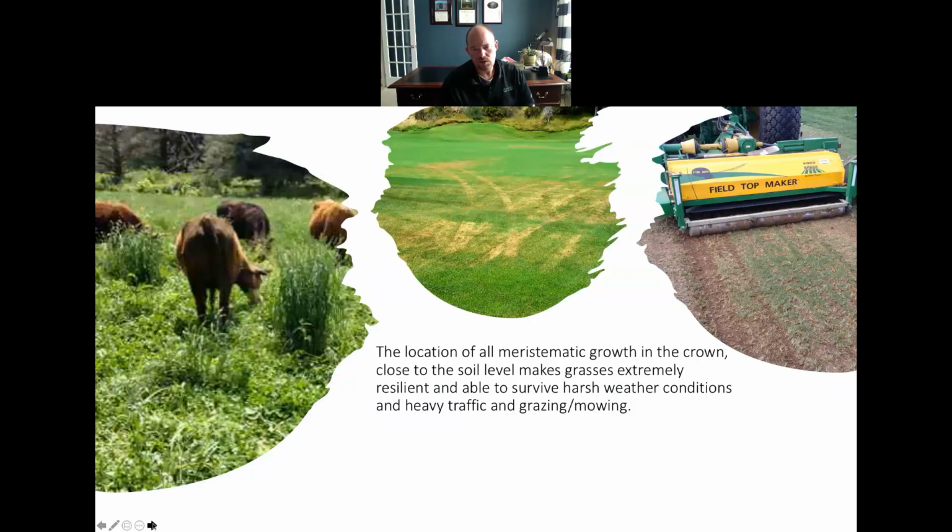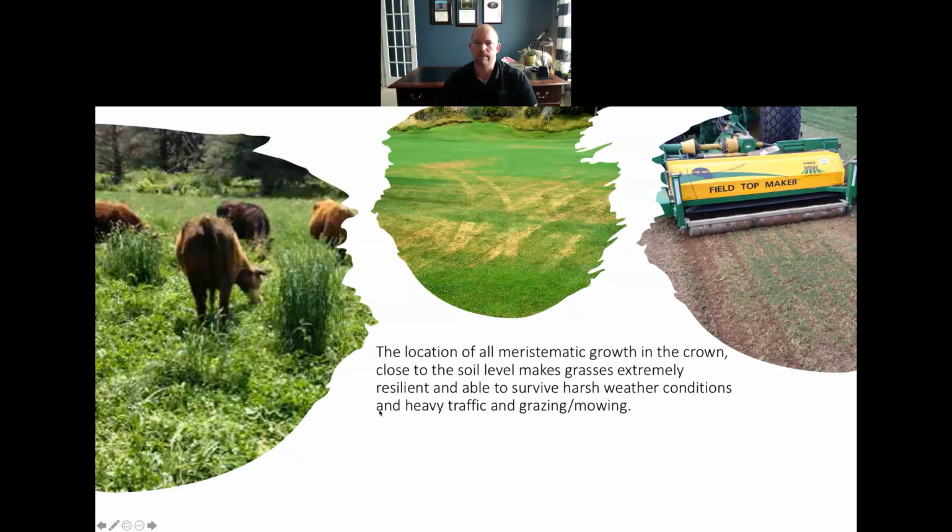So the location of all meristematic growth, again, as we talked about, is in the crown, close to the soil level. That's what makes grass extremely resilient and able to survive harsh weather conditions, heavy traffic, grazing, mowing. So the fact that the crown is the consolidated growth part of the plant and it's down at that soil level, it's kind of in a lot of ways out of harm's way.